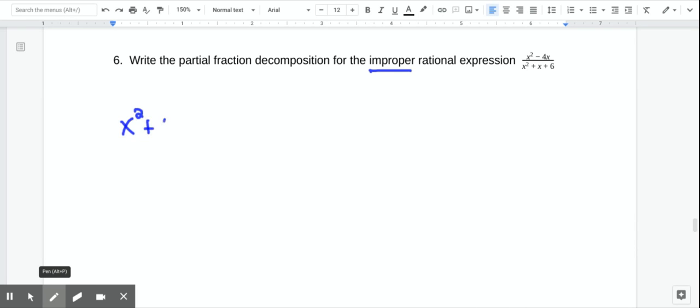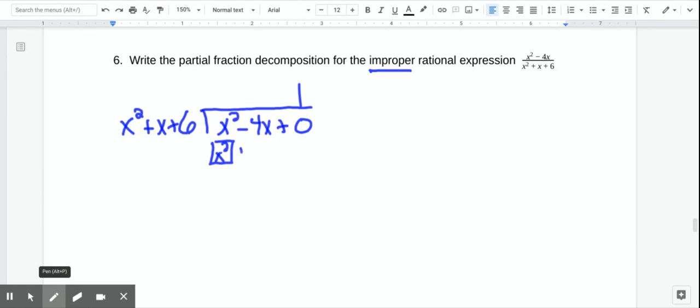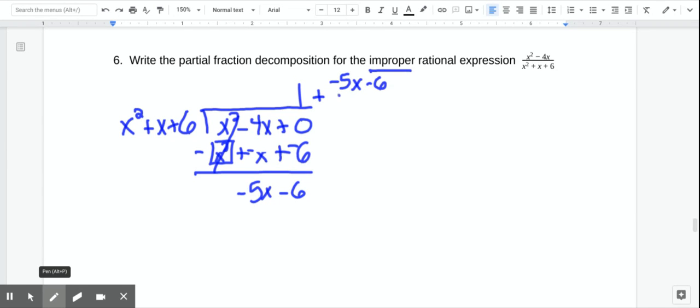x squared plus x plus 6, and we're going to divide into x squared minus 4x plus 0. Our goal is to get an x squared, so we need a 1 on top. So that gives us x squared plus x plus 6. Draw the line, change the signs. So here's our remainder, and over what we started with.